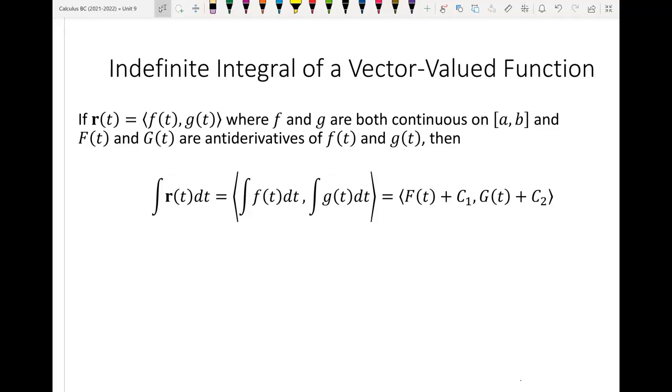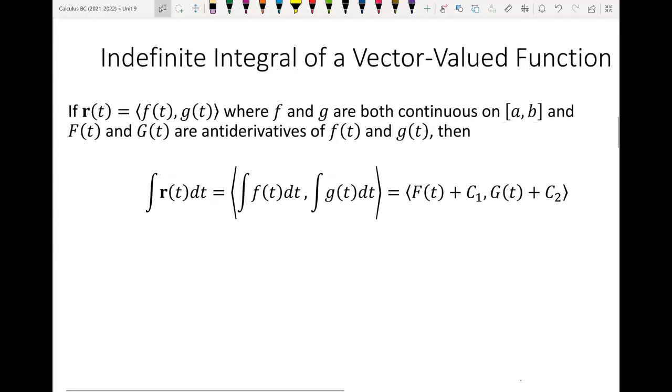Just the big thing to remember is that both of these are going to have their own c value that we have to add for each part. So the y-coordinate and the x-coordinate have their own c value. So we just need to remember that as we are doing that integral. So that's our indefinite integral.